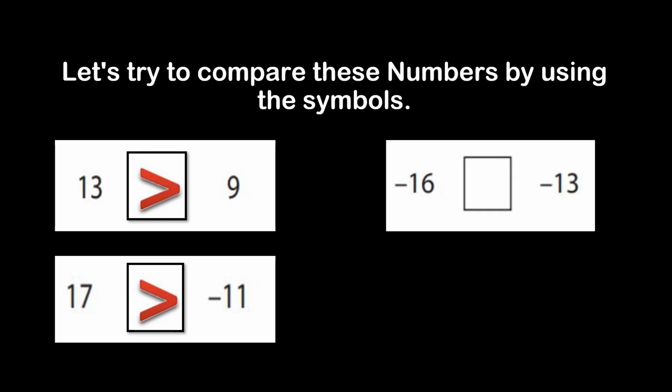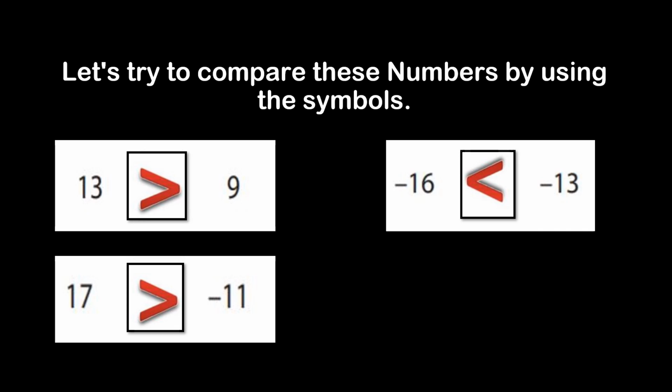Let's try this one. What do you all think, which number will be smaller in this case? Or farther in the number line from 0? Yes, you are right. It is negative 16. Therefore, the pointer will be facing to the negative 16 and negative 13 will be larger.